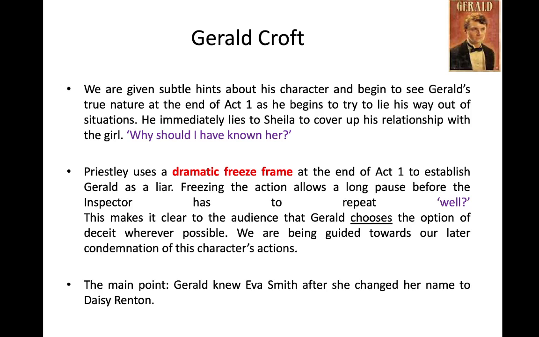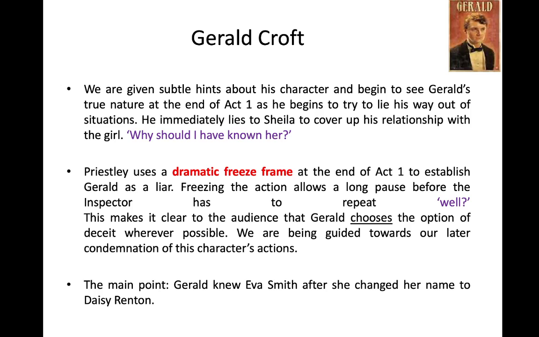What Priestley is able to do is include a long pause in which the audience is left to come up with their own view on Gerald. And the really important part here is that by using this freeze frame, Priestley is able to make it really clear to the audience that Gerald chooses the option to deceive and to lie where possible.